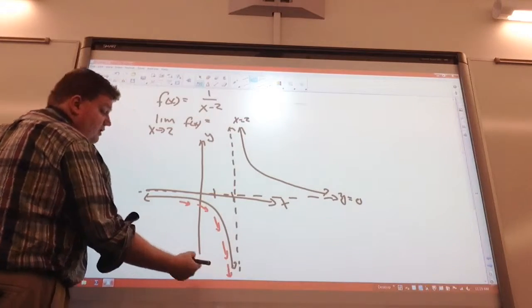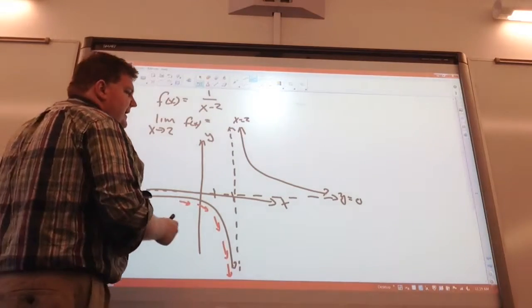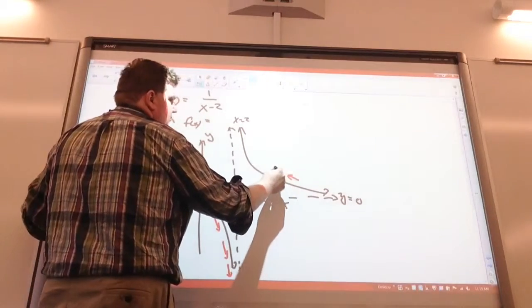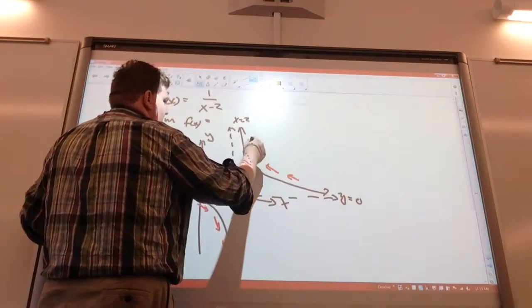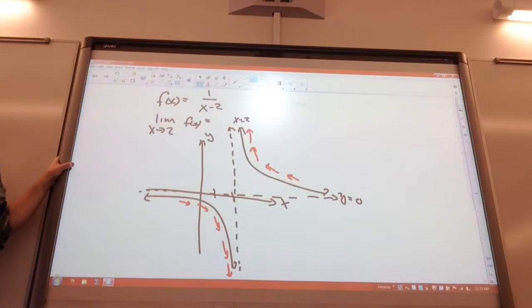Negative infinity. It goes down, negatively to infinity. How about from the right? Positive infinity. Is positive and negative infinity the same thing? No. They're at 2 completely different places, right? So because of that, there's no limit here at 2. I get 2 different answers as I approach from either direction.